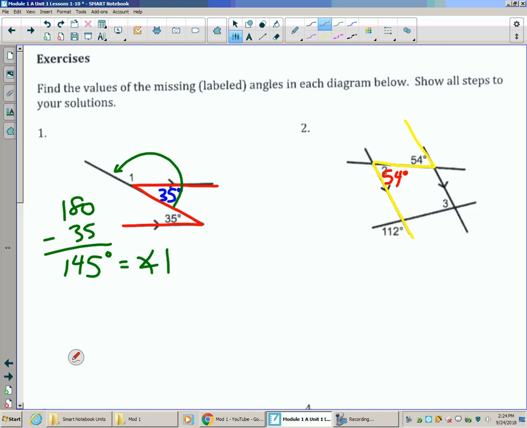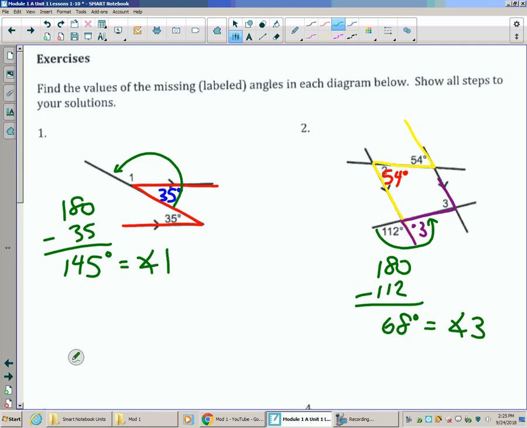On the bottom side of the picture here, I'm going to highlight this in a different color, in purple here. Angle 3 and this angle with a little purple dot in it are also alternate interior angles. So I can put that number 3 there because they're the same. So now if I want to know how big angle number 3 is, I notice I have another pair of supplementary angles right there. So I can do 180 minus 112. And if I subtract those two things, we get 68 degrees for angle number 3 there.